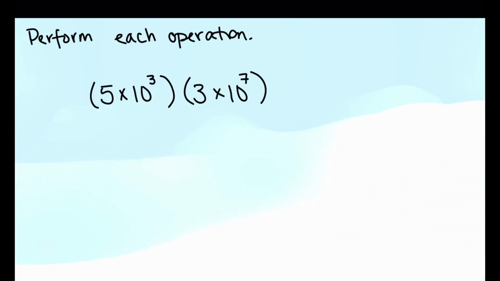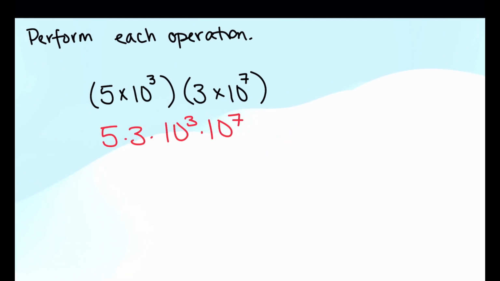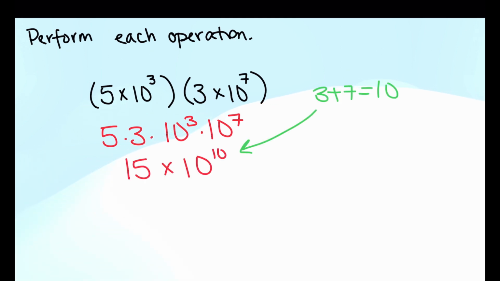Here's another one. 5 times 10 to the 3 times 3 times 10 to the 7. I'm going to take the 5 times 3 first, and then I'll deal with the powers of 10. 5 times 3 is 15. 10 to the 3rd times 10 to the 7th, we add the exponents. That gives me 10 to the 10th. So 15 times 10 to the 10th, is that in scientific notation?